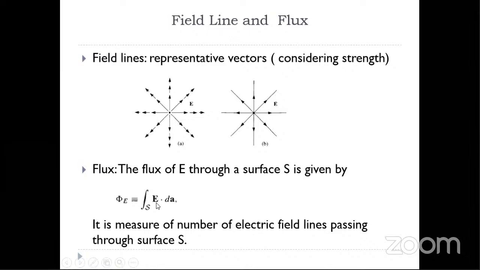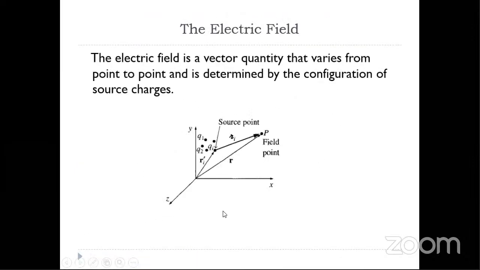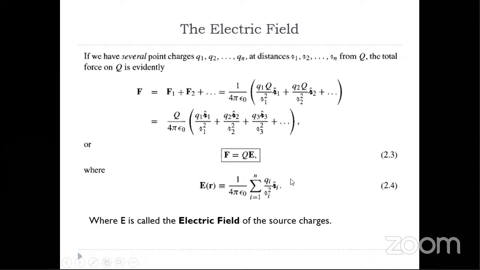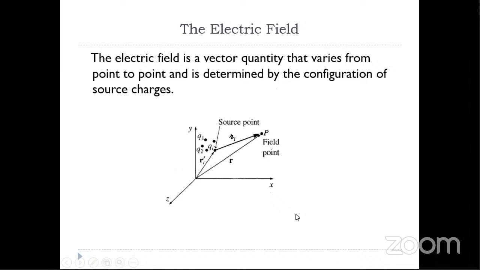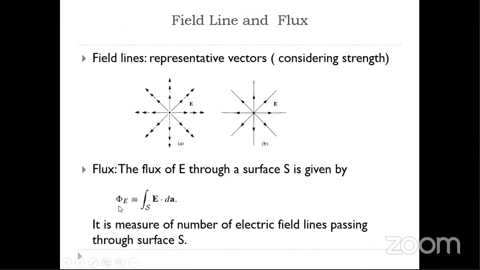Correct? So the new definition of electric field in terms of flux is that electric field intensity is normal flux density. Previously we defined electric field in terms of force between two charges, and now I am defining electric field in terms of flux. So there are two versions of the definition of electric field: one is the vector version and another is the field lines version.